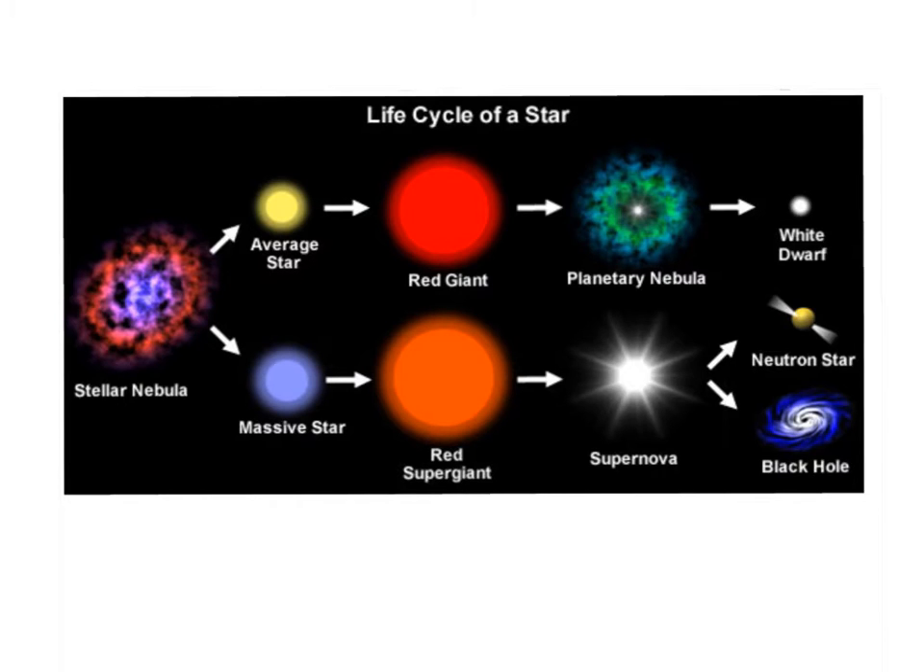Now, based off of the size of the star, it can undergo a couple of different life cycles. Average stars like ours, eventually they burn up all of the hydrogen, helium, they start to get larger, and they start to fuse together larger elements. Once they do that, eventually they'll die and might become a white dwarf.